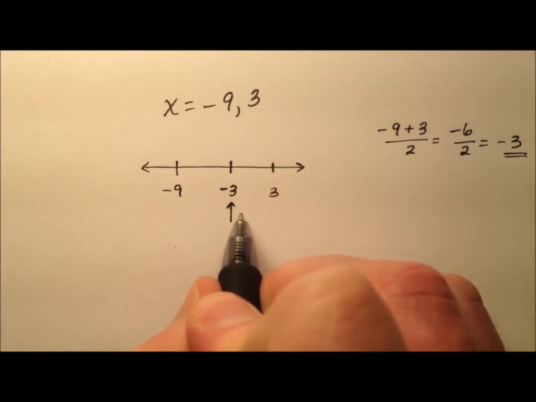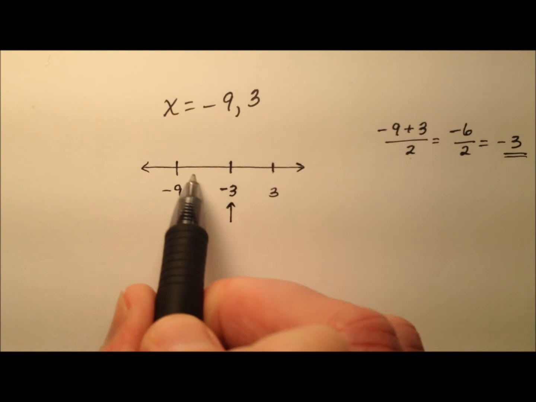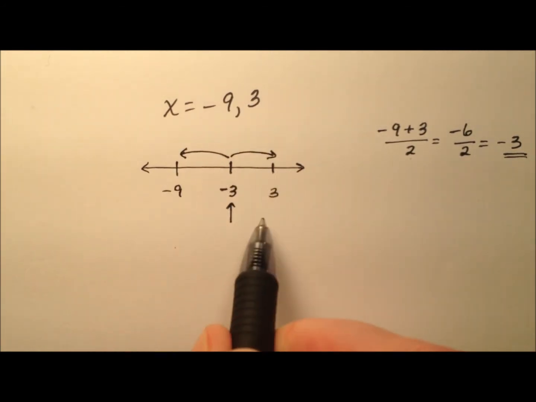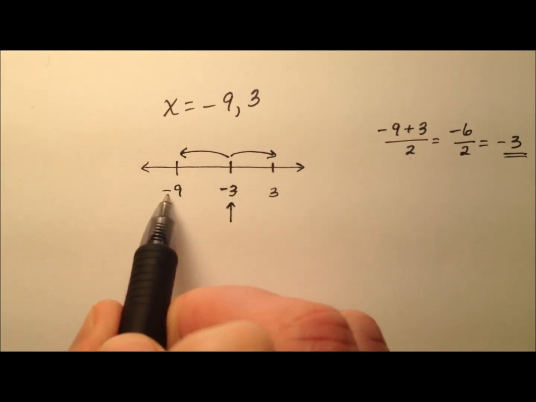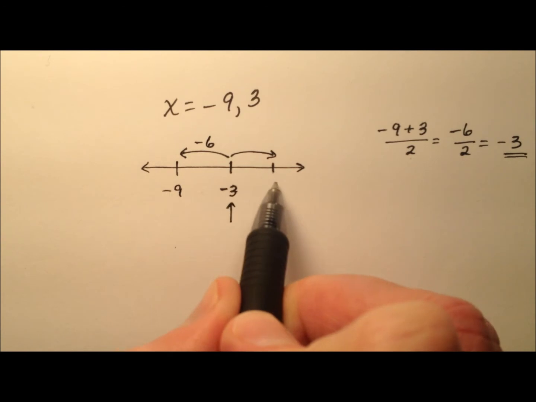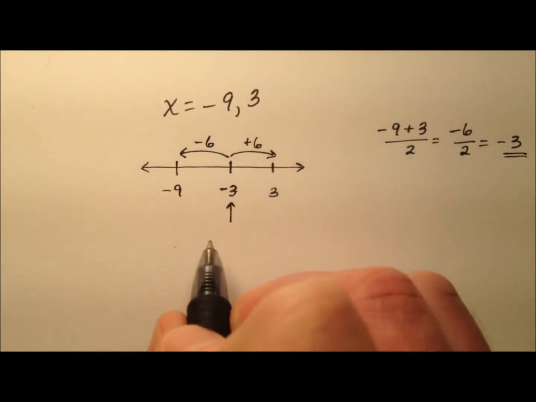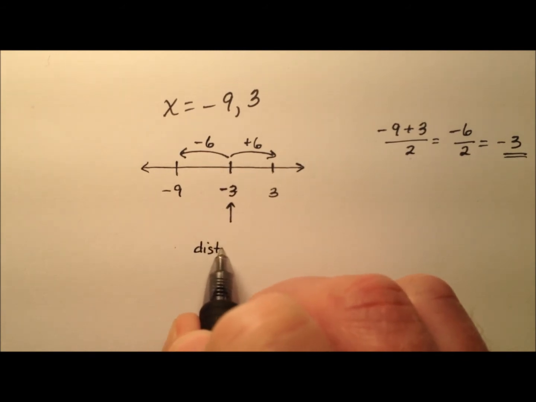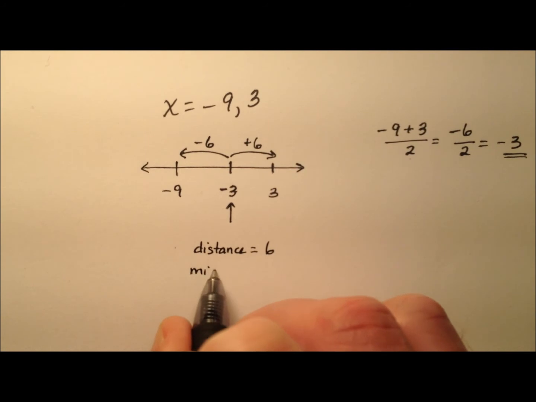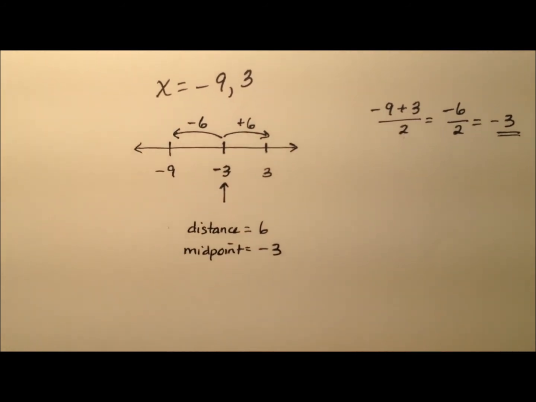So since we know we're measuring the distance these two numbers are from their midpoint, -3, well, what is that distance? How far away is this and how far away is this? From -3 back to -9, we're subtracting 6. And from -3 to +3, we're adding 6. So it looks like this distance here is going to be 6 units. And the midpoint that we're going from is going to be -3.